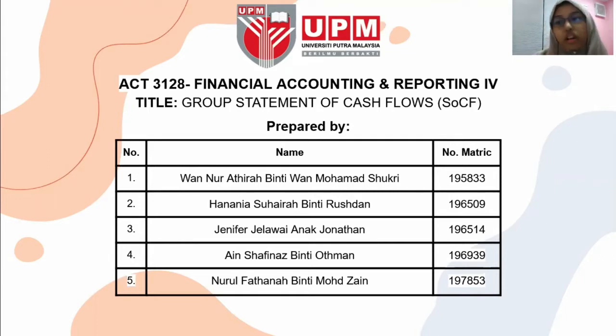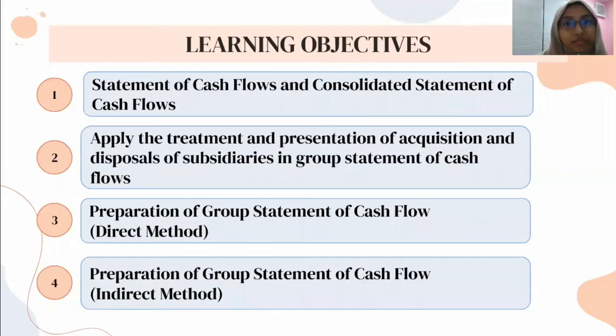Let's move on to the slide which shows the learning outcome of this chapter. In this chapter, we are going to learn on the statement of cash flows and consolidated statement of cash flows. Next, we get to know the treatment and the presentation of acquisition and disposal of subsidiaries in group statement of cash flows, preparation of group statement of cash flows under direct method, and preparation of group statement of cash flows under indirect method.